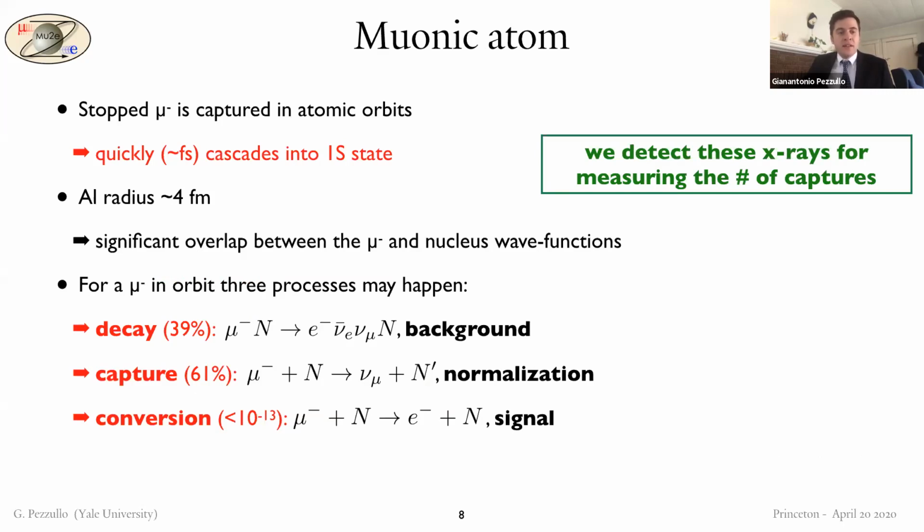It can either decay through the standard decay, but in orbit, so the dynamics is different, and that represents one of the most important backgrounds for the experiment. It can also do capture, and as I said before, this is usually a normalization process, but it creates a lot of noise in the detector because many particles are produced: protons, neutrons, tritium, and photons. And then there's the conversion, which currently has a limit of 10 to the minus 13, but we aim to observe something, hopefully, at a much lower rate.